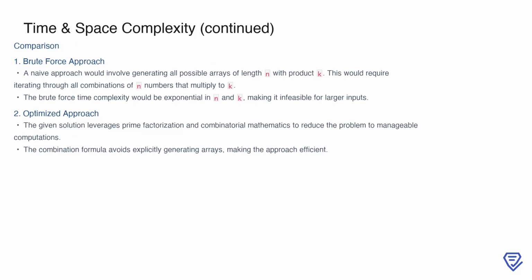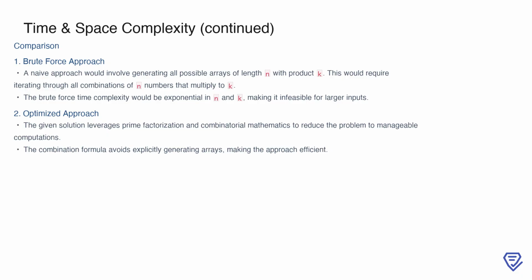When comparing this optimized approach to a brute force solution, the efficiency gains become clear. A naive brute force method would involve generating all possible arrays of length n whose elements multiply to k. This would require iterating through every combination of n numbers that could form the product k, resulting in an exponential time complexity with respect to n and k. Such an approach is computationally infeasible for larger inputs.